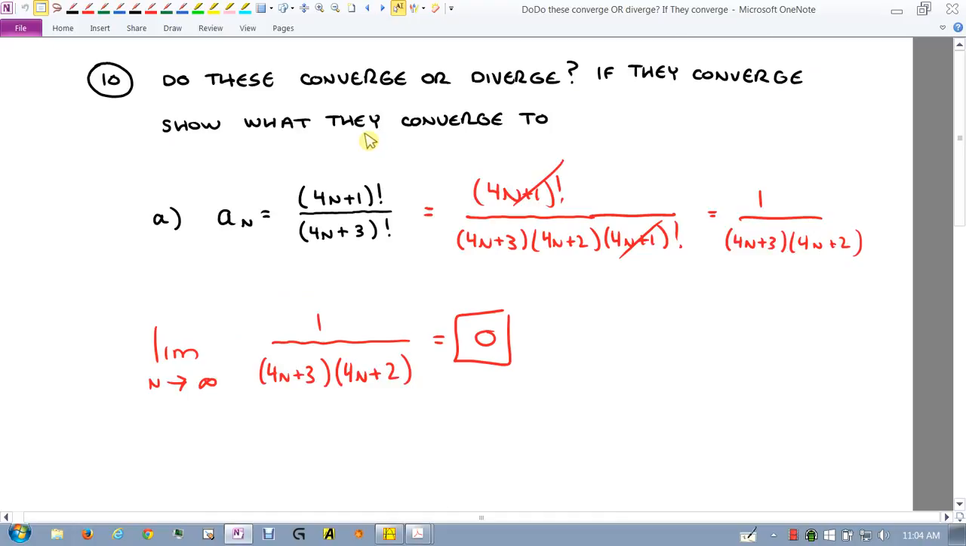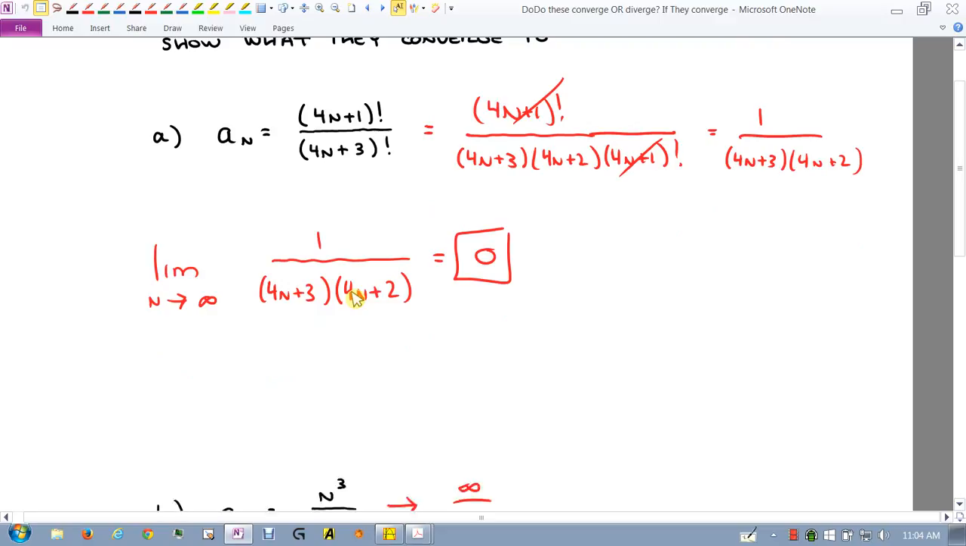Okay, for this one, do these sequences converge or diverge? They both converged. This one was just an exercise, make sure you knew how to do the factorials, how to peel things off. So you break down the bottom factorial, you cancel out, and then here you let n go to infinity, right? And you get 0. So this converges to 0.